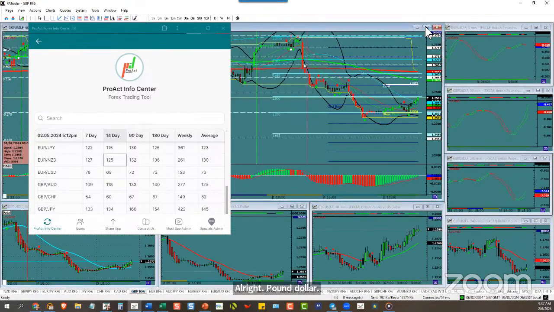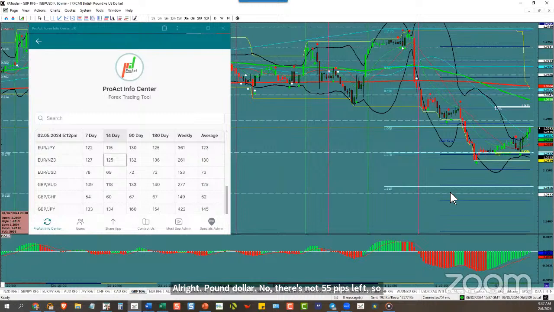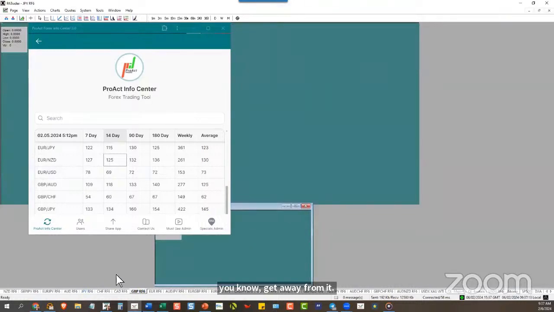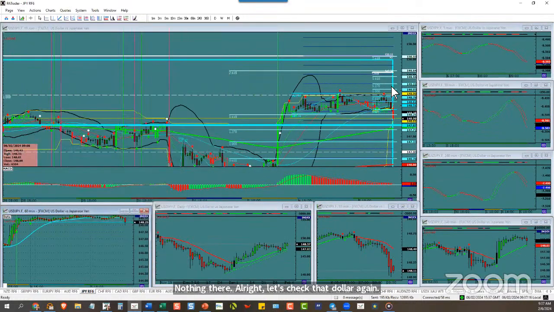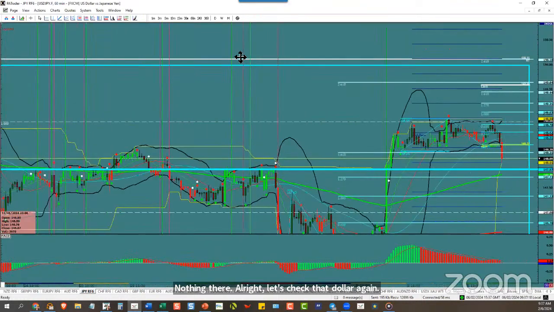No, there's not 55 pips left. So, get away from it. Nothing there. All right. Let's check that dollar yen. I get rid of this for now. Ooh, there we go. Dollar yen.